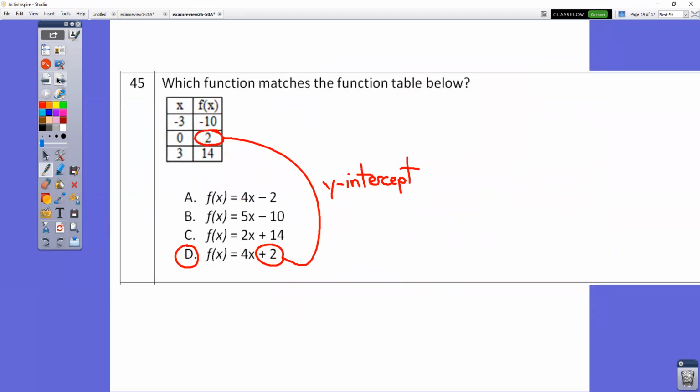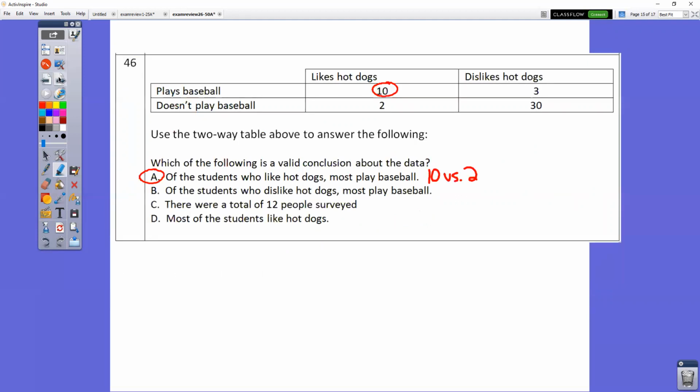Question number 45. What this one is really testing, if you think back to when we were graphing lines, is that when x equals 0, whatever your y value is, your plus or minus, is the y-intercept. So we want to find the one that has the positive 2 as the y-intercept. That positive 2, or plus 2, is right there. So D is your choice. That's what we're really testing there, the y-intercept.